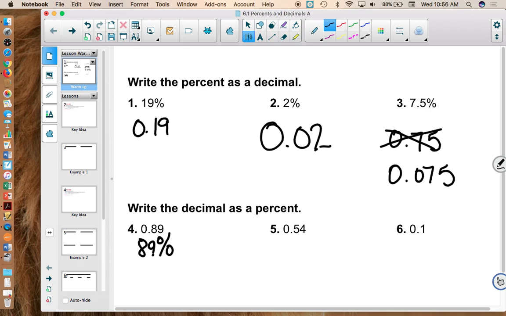Good. What about number 5? 54 hundredths. Reagan? 54%. And finally, 1/10. Miss Mustang. 10%. Good job. Okay. Any questions on that?